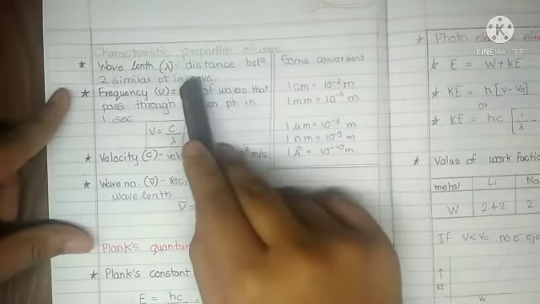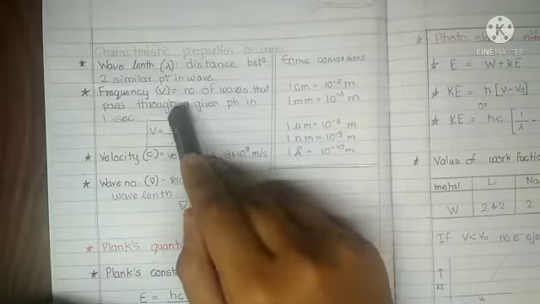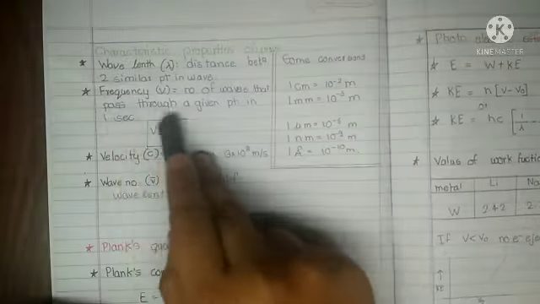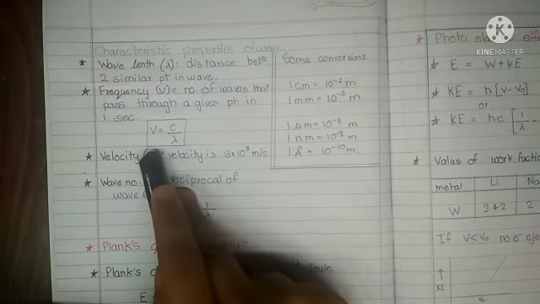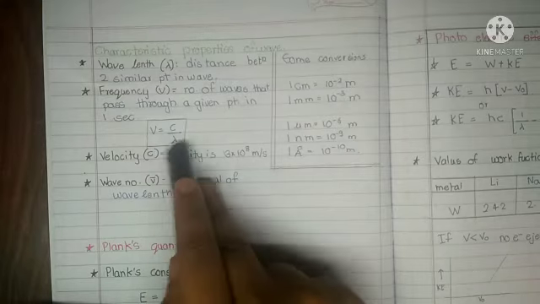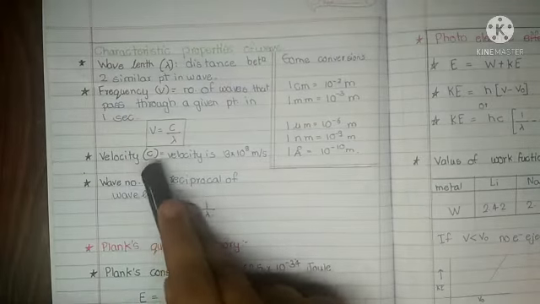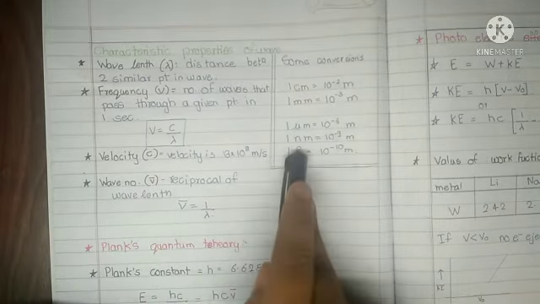Characteristics, properties of wave. Wavelength lambda: distance between two similar points in a wave. Frequency: number of waves that pass through a given point in 1 second. This is a very important formula for frequency. Frequency is equal to c upon lambda. Velocity is denoted by c. Velocity is 3 into 10 raised to 8 meter per second.